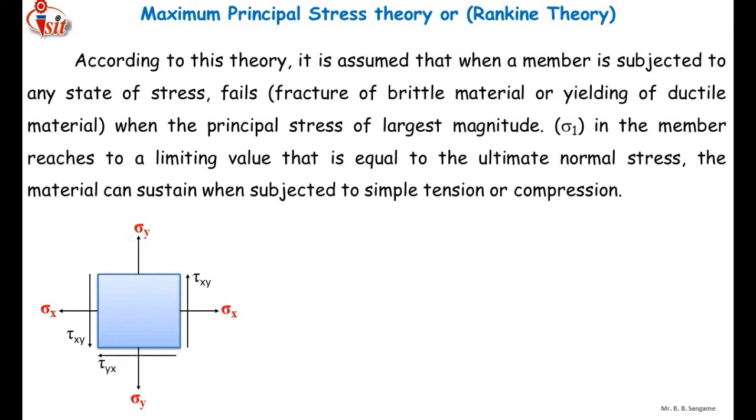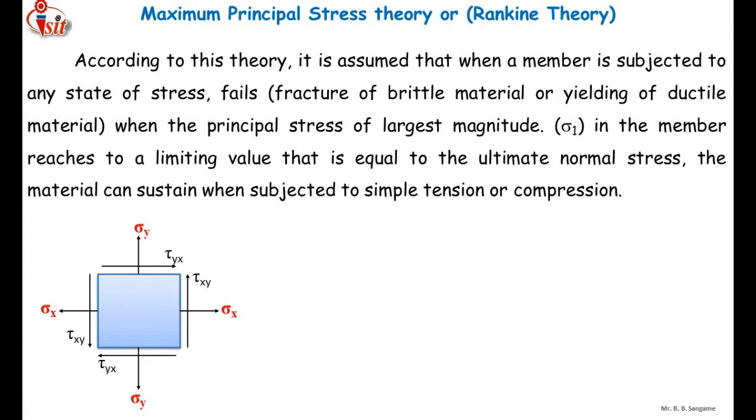We have already discussed this in the previous video. The first letter represents the area over which the stress acts, and the second letter represents the direction of stress. This is tau xy, acting over the x area towards the y direction. Similarly, tau yx. So you can see that the component is subjected to a triaxial state of stress.